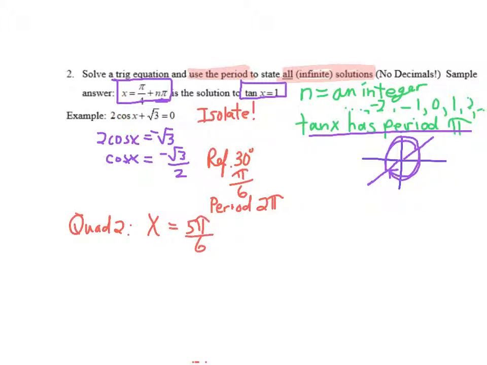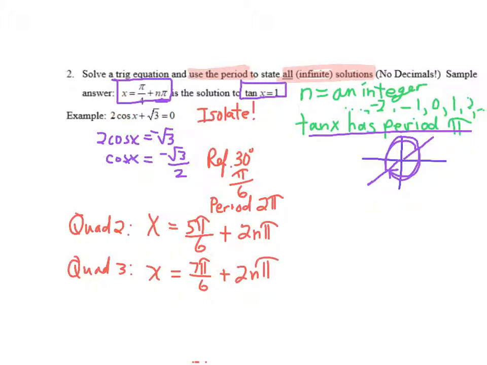And then we want consecutive quadrant 2, so we would have to add 2n pi. In other words, we're going around 2 pi n times. And then we have quadrant 3, x equals, remember quadrant 3 is just over pi, that's 7 pi over 6, plus 2n pi.